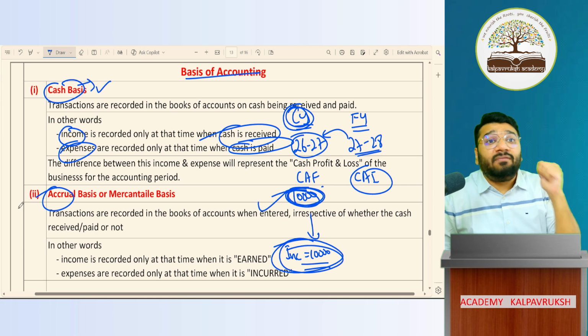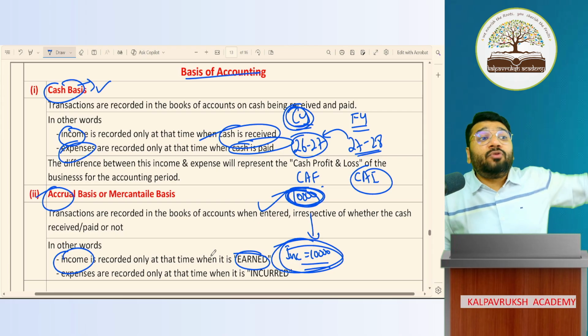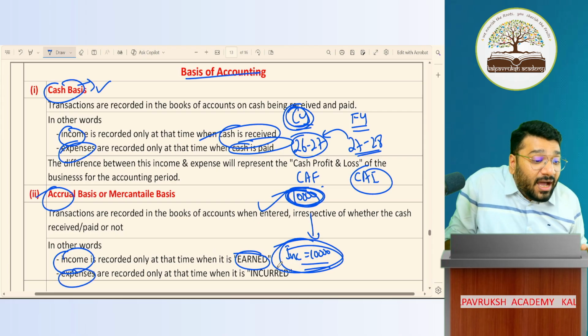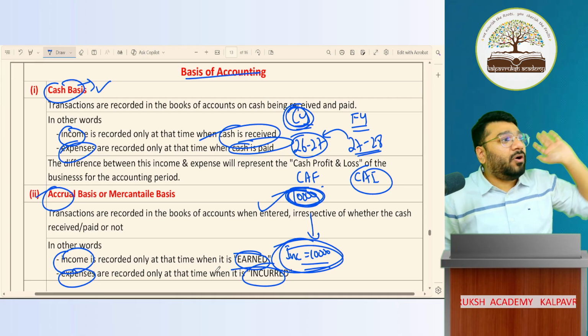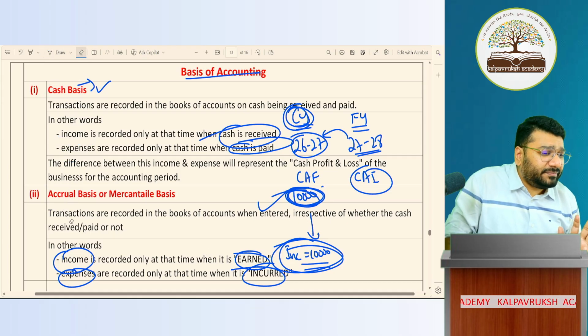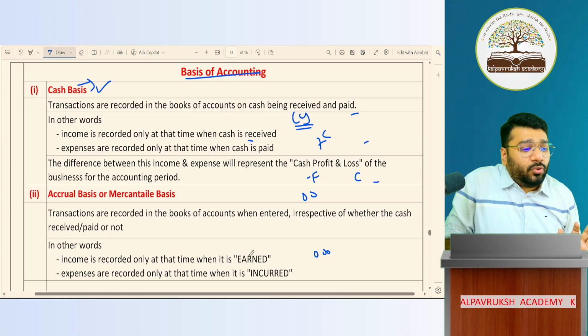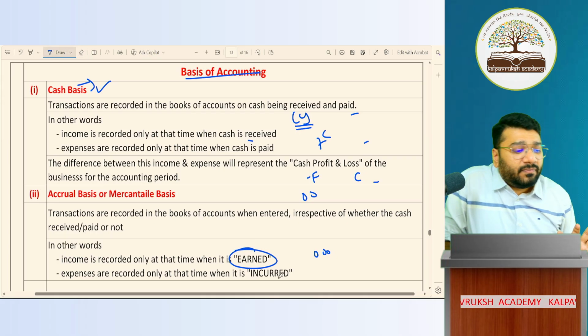Here, we record income when the income is earned. When do we record expenses? When the expenses are incurred. That is when we record it. Got it, not got it? Clear or not clear? Tell me. Now I have to explain to you the meaning of income earned and expenses incurred.